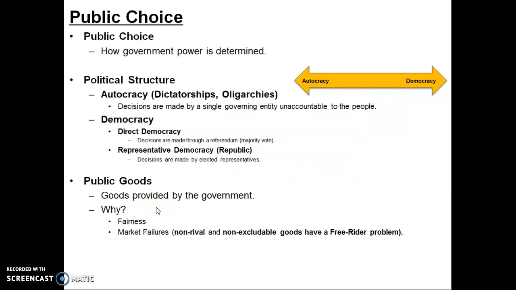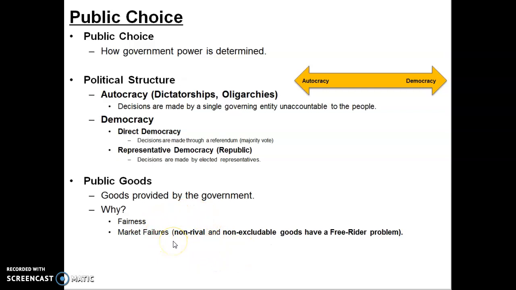Another type of good that may be provided by the government is based on market failures. Some highly valued goods will simply not be produced by markets. So government may step in and serve as a remedy for the market failure. The types of goods are those that are non-rival and non-excludable. Let's look at these specifically.